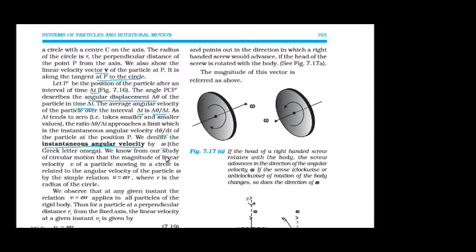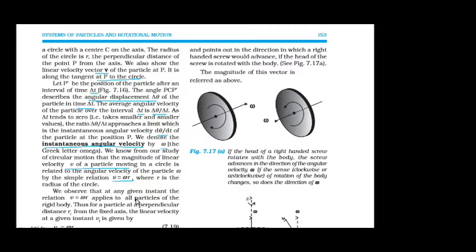We know from our studies of circular motion that the magnitude of the linear velocity v of a particle moving in a circle is related to the angular velocity of the particle. We know this relation: v is equal to omega r. So v is the linear velocity, omega is the angular velocity, and r is the radius of the circle.